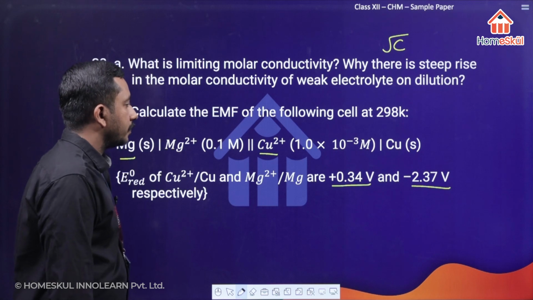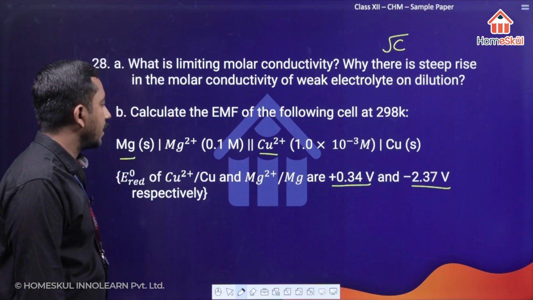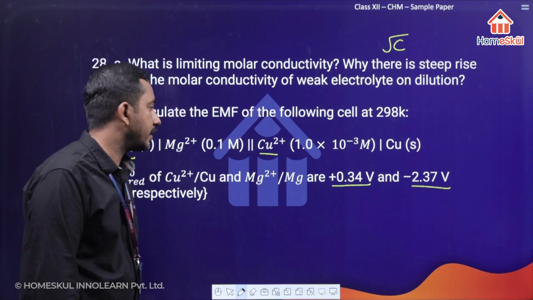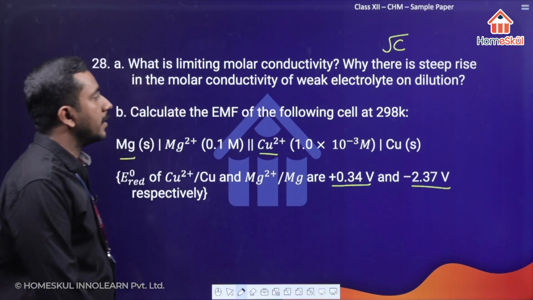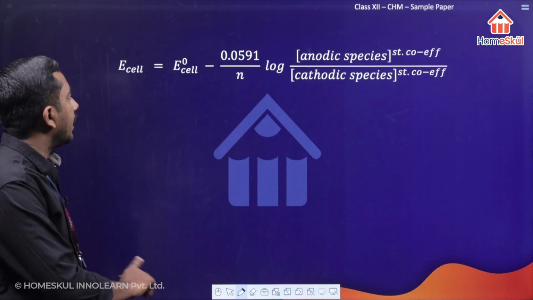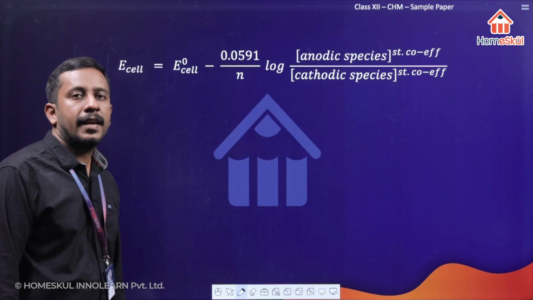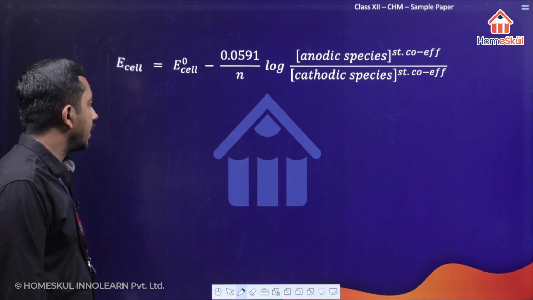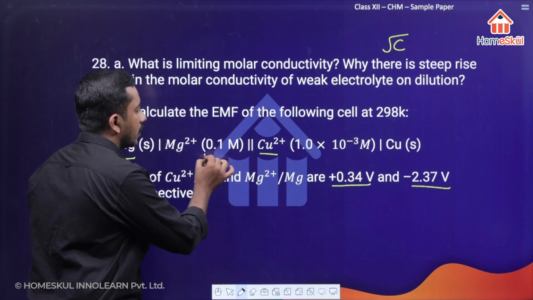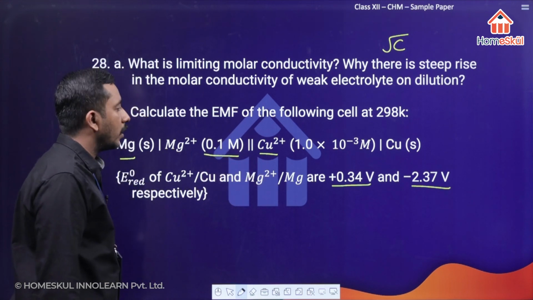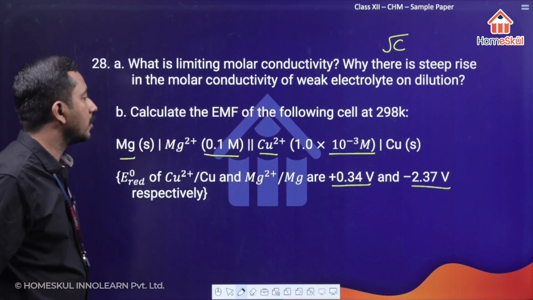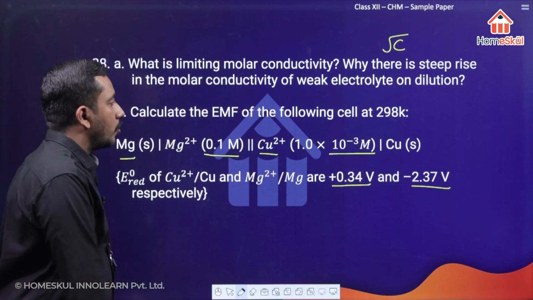So magnesium is going to act as the anode, and copper, which has a higher reduction potential, is going to act as the cathode. We have to find the EMF of the cell. We know the equation to find the EMF of a cell under non-standard conditions. You can see that the cell given here is under non-standard conditions because the concentration of the electrolytes is not 1 molar, it is 0.1 molar and 10 raised to minus 3 molar in anode and cathode respectively.